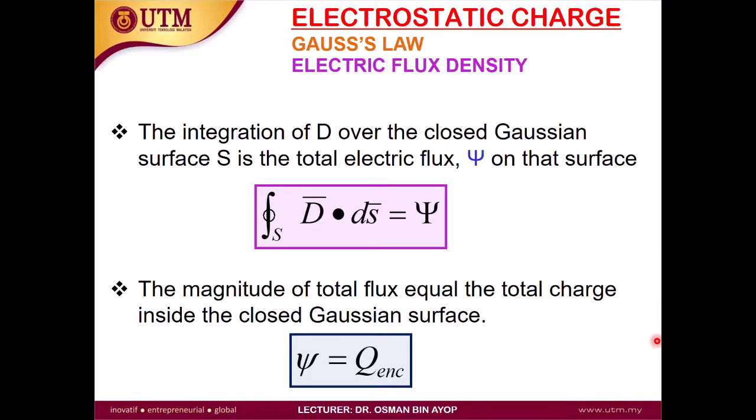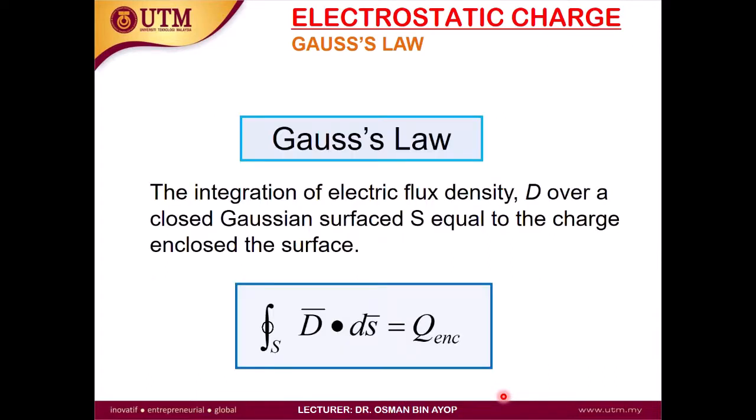Okay, next we go to how we can define Gauss law using the electric flux density. Right, now we can see from these expressions, basically the integration of D over the closed Gaussian surface is equal to the total flux on that surface. And the magnitude of total flux is equal to the total charge inside the closed Gaussian surface, or we call it Q enclosed. The flux is equal to Q enclosed. So now the definition: Gauss law is basically the integration of electric flux density D over a closed Gaussian surface S equal to the charge enclosed by the surface.